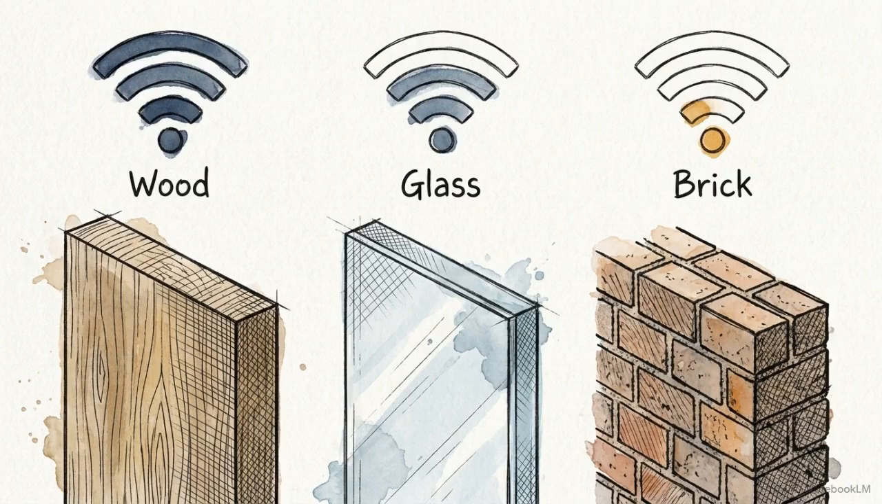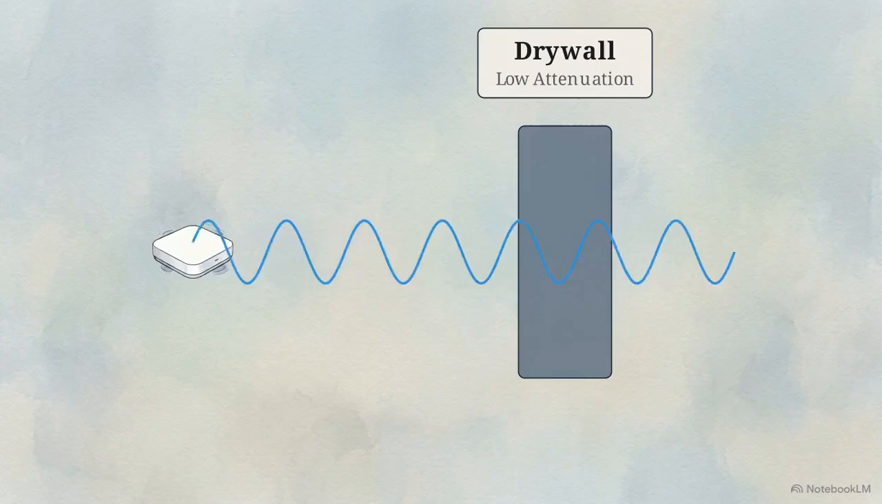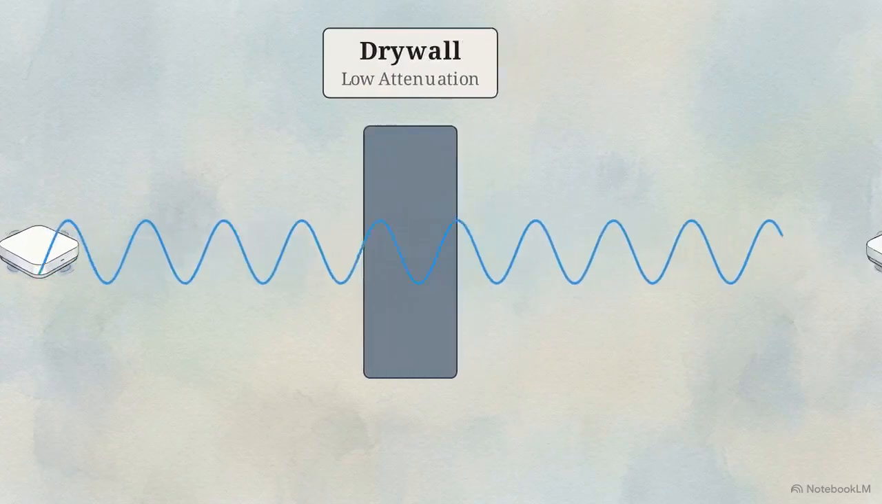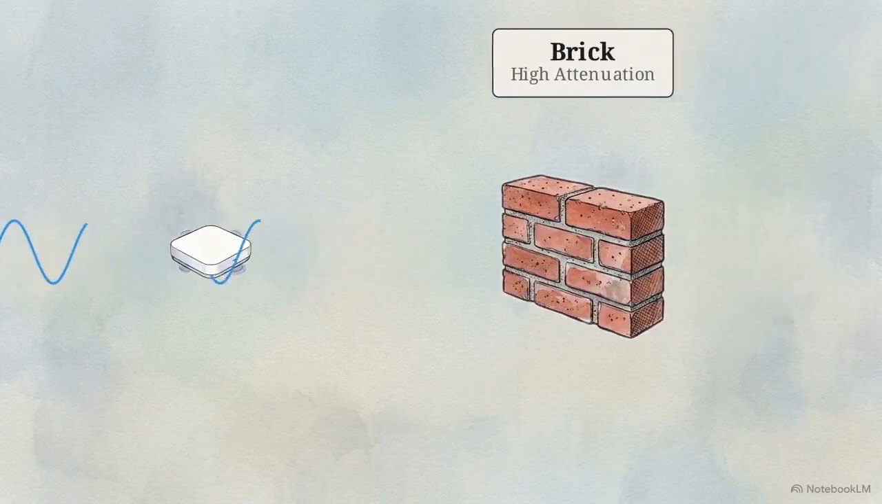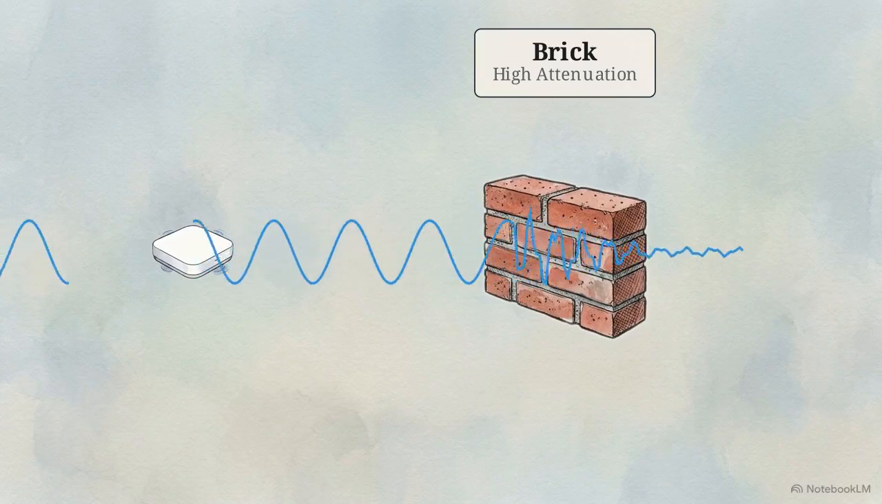Every material inside a residential structure degrades the integrity of a wireless signal. This diagram demonstrates how a 5 GHz waveform interacts with different construction materials. The signal passes cleanly through low attenuation materials like drywall, but the wave scatters and loses its strength immediately upon hitting a cross-section of brick.